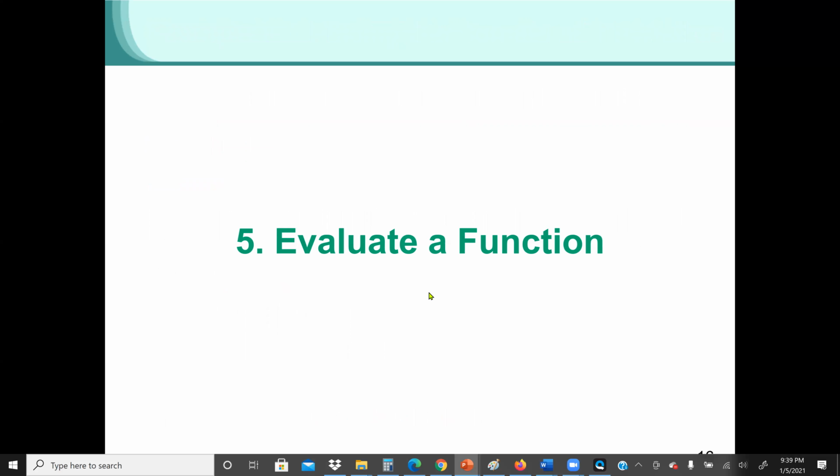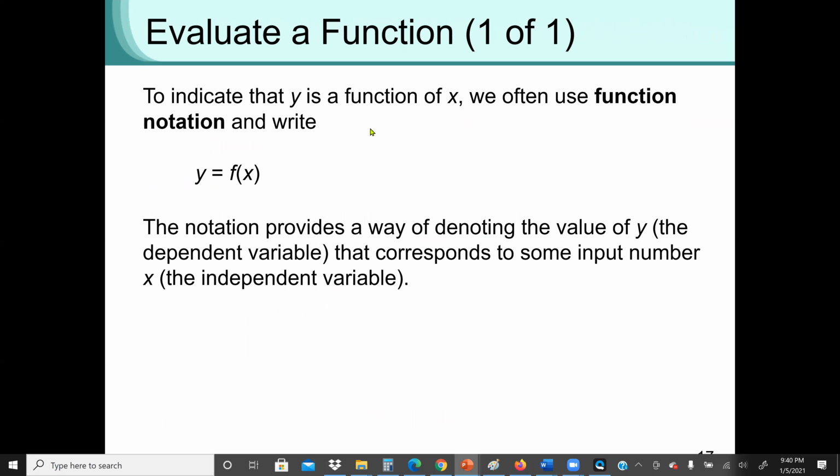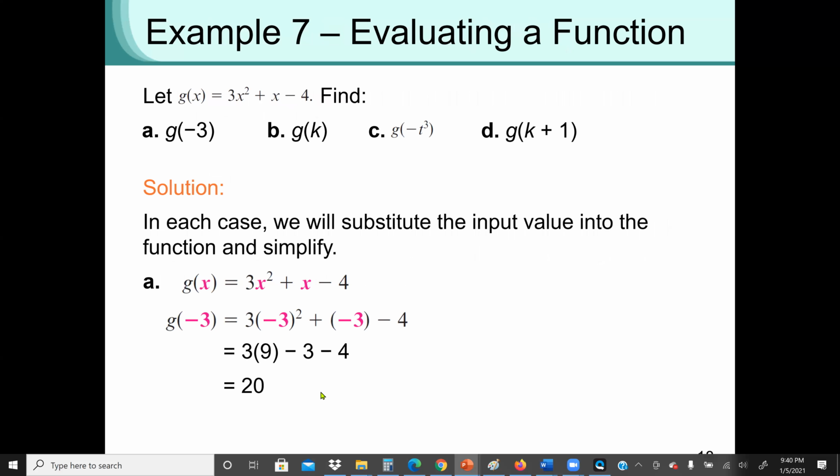Now, how to evaluate a function. Here we have function notation; we always say y equals f of x, and we read this as f at x. To indicate that y is a function of x, we often use function notation and write y equals f of x. The notation provides a way of denoting the value of y, the dependent variable, that corresponds to some input number x, which is our independent variable. So let's see an example.